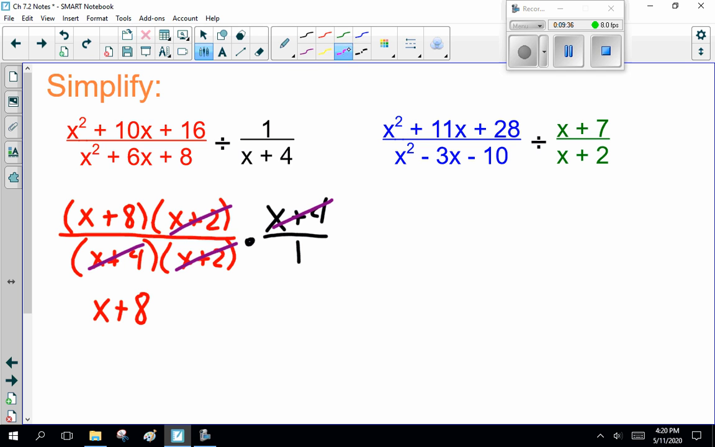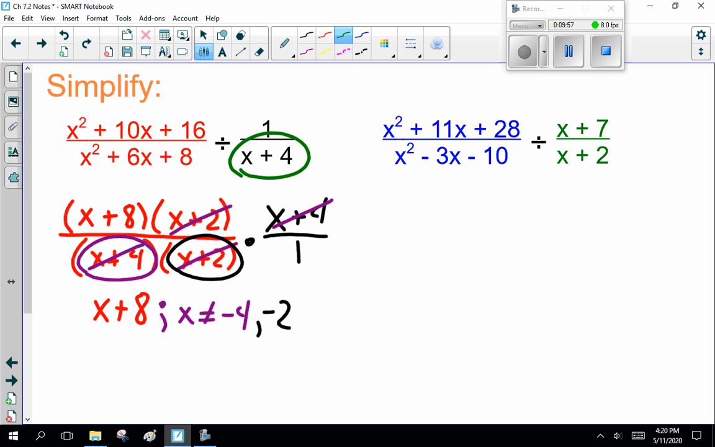Now, what are my non-permissible values? Well, x plus 4 can't equal 0, so x cannot equal minus 4. Yes, I should be showing the steps. I'm just getting lazy and old. X plus 2 cannot equal 0, so x cannot equal minus 2. And don't forget x plus 4 up here. Oh, I already got that. Yes. All right.